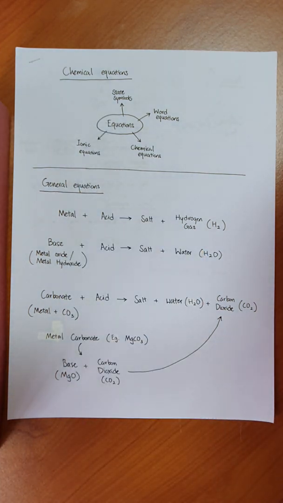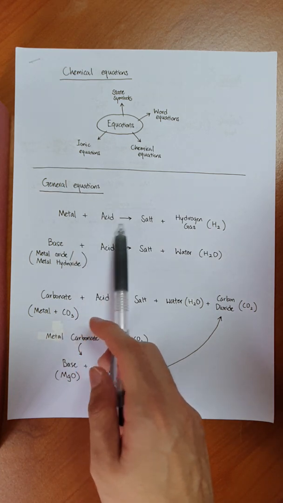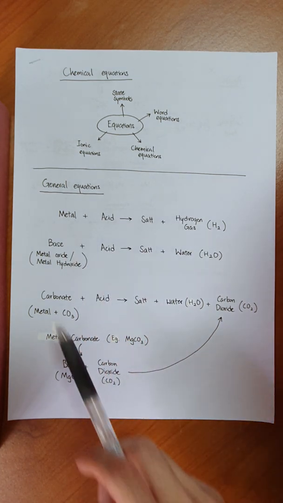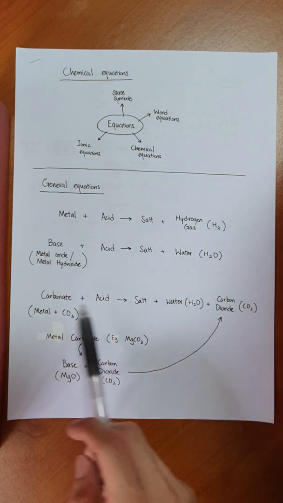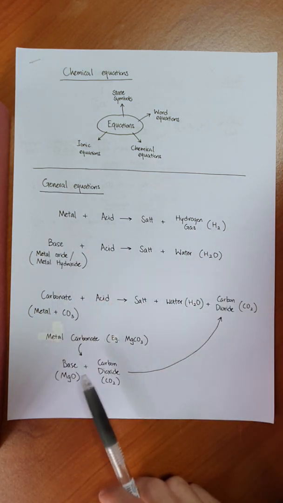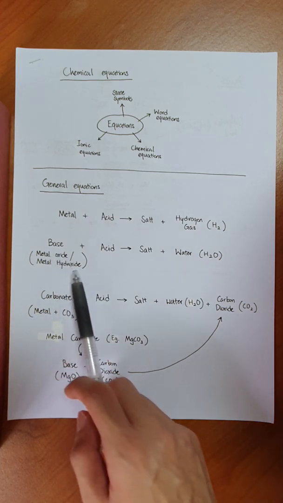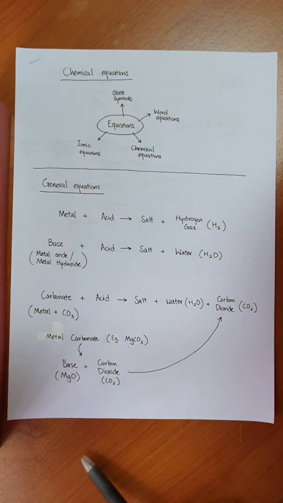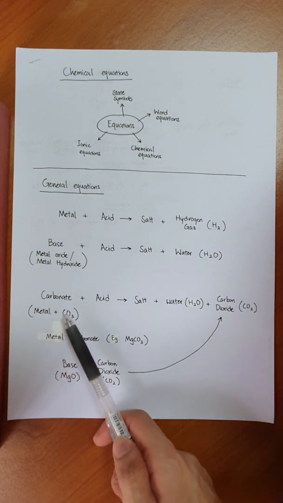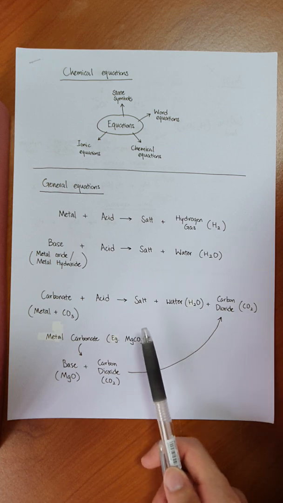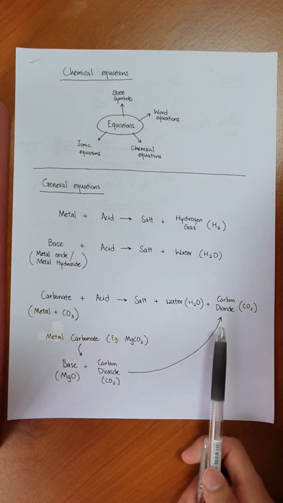Okay, so let's start with the general equations. There are mainly 4 general equations you'll be learning, but I'm talking about 3 of them here. Metal plus acid, which gives you salt and hydrogen gas. Base plus acid giving you salt and water. Students will know this as neutralization. If you still don't know what a base is, it is a metal oxide or a metal hydroxide, as I've written here. And the last one we'll be talking about for today is carbonate. Carbonate plus acid gives you salt, water, and carbon dioxide.